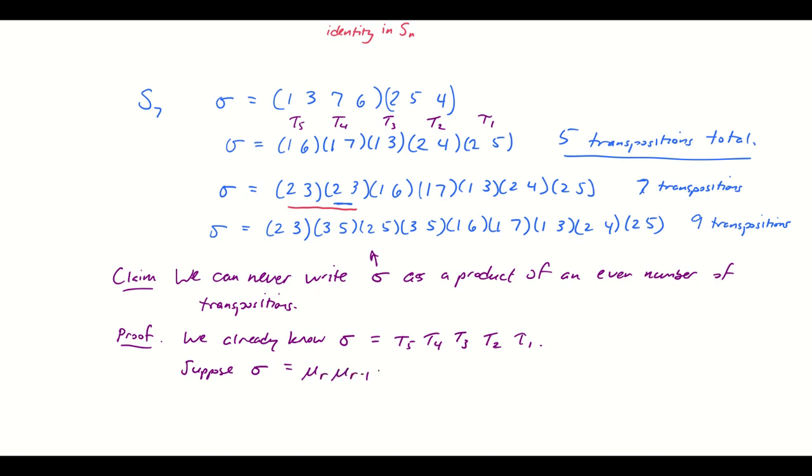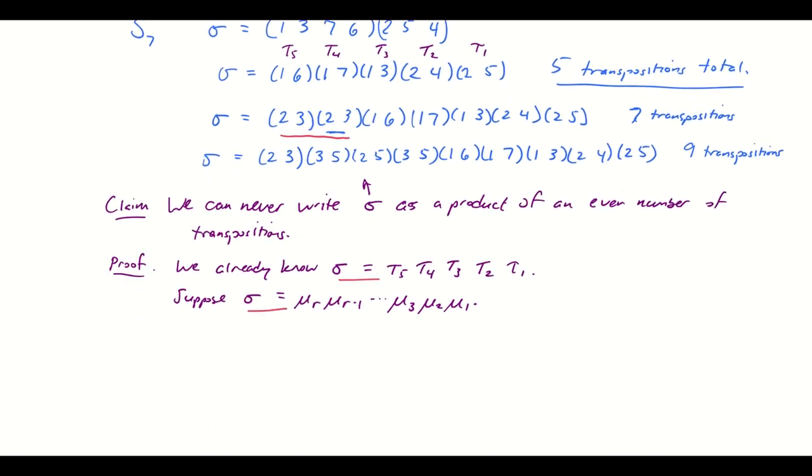Okay, so let's say it's a product of some R transpositions, which I'm calling, perhaps in total disrespect to the Greek language, mu R minus 1 down to mu 1. So let's say there's R of them. So I'm supposing that sigma is equal to both of these products of transpositions.